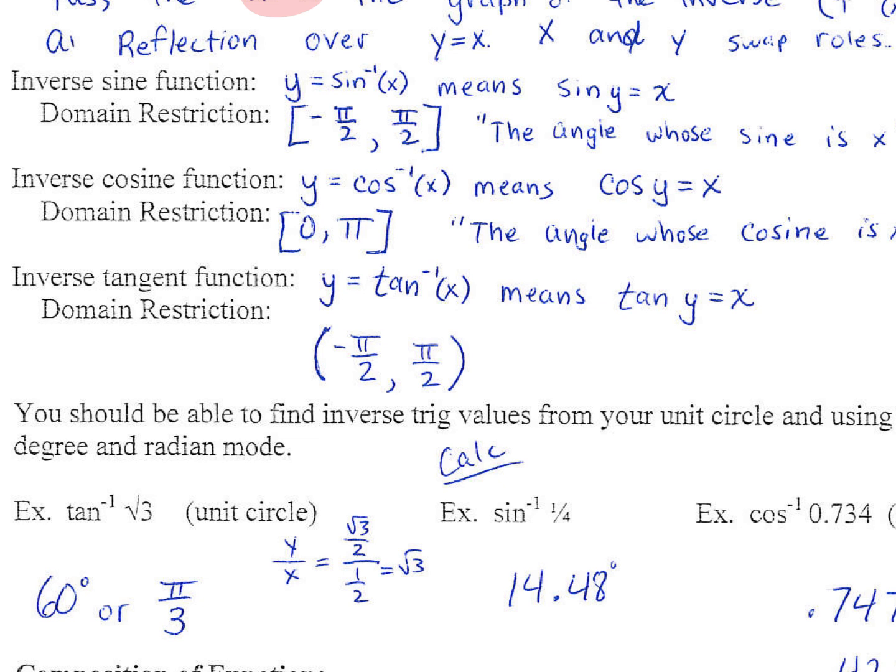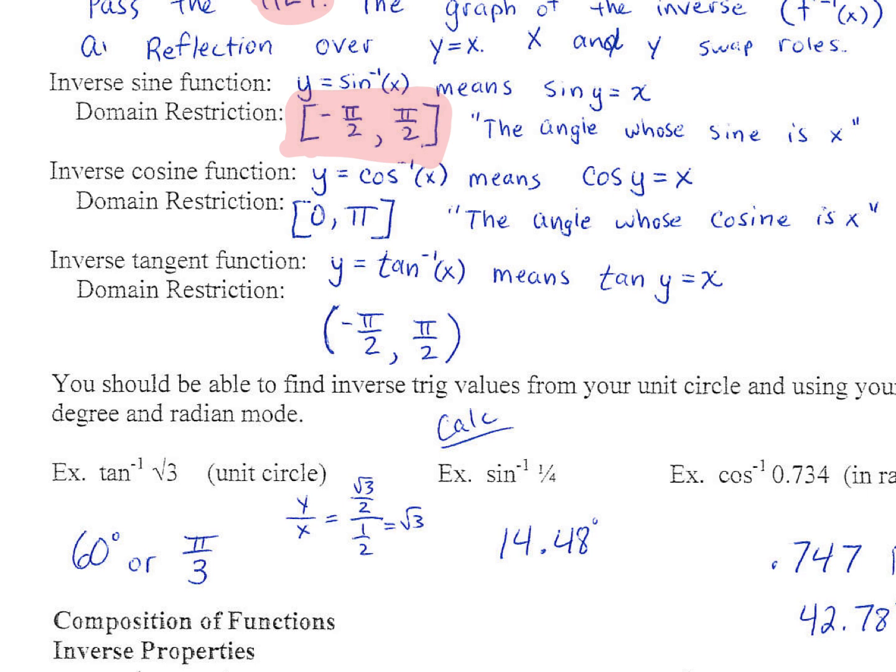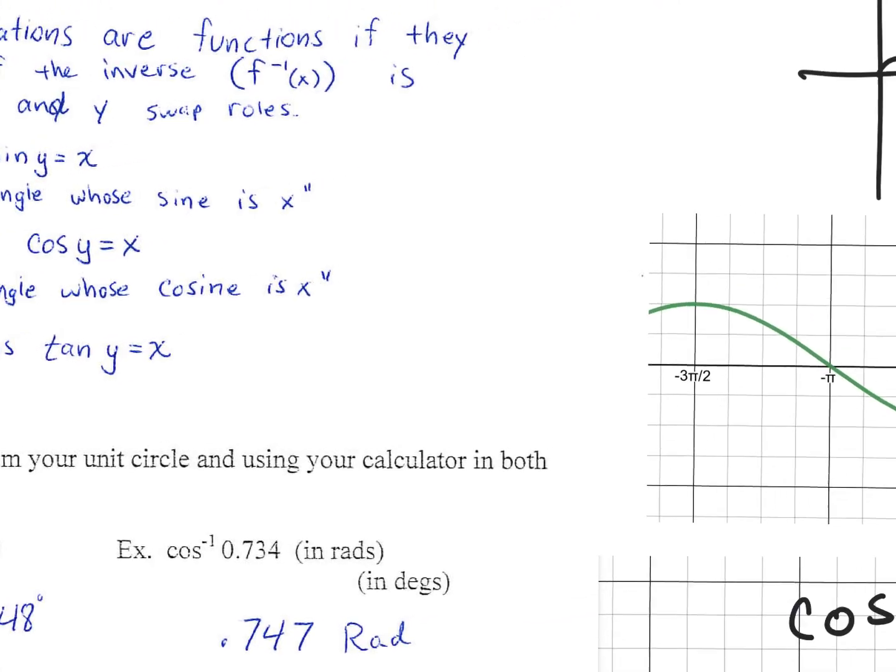For the sine function, our inverse sine has a restricted domain such that our domain is always between negative pi over 2 and positive pi over 2. This is the angle over that interval whose sine is x. Let's look at the graph of sine of x just to make sense of why we made the choice to restrict our domain in the way we did.